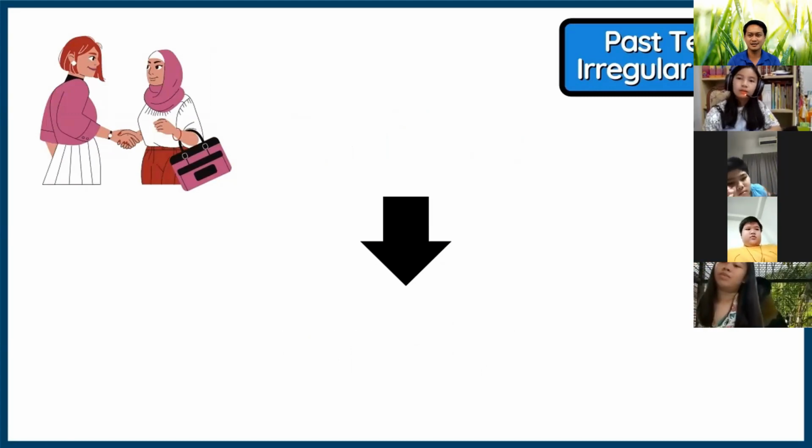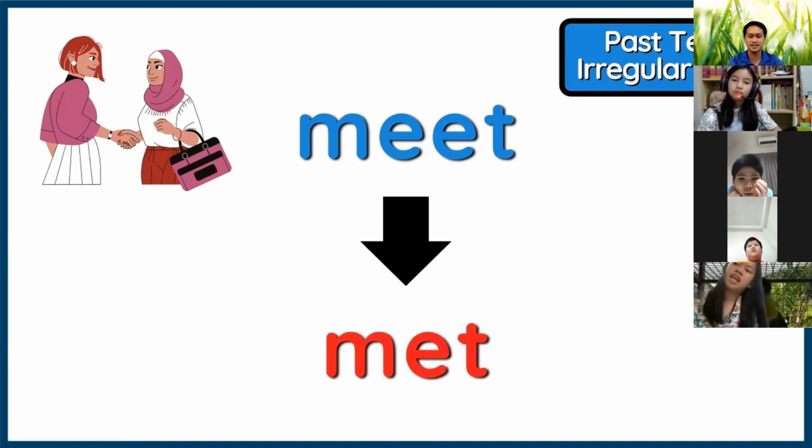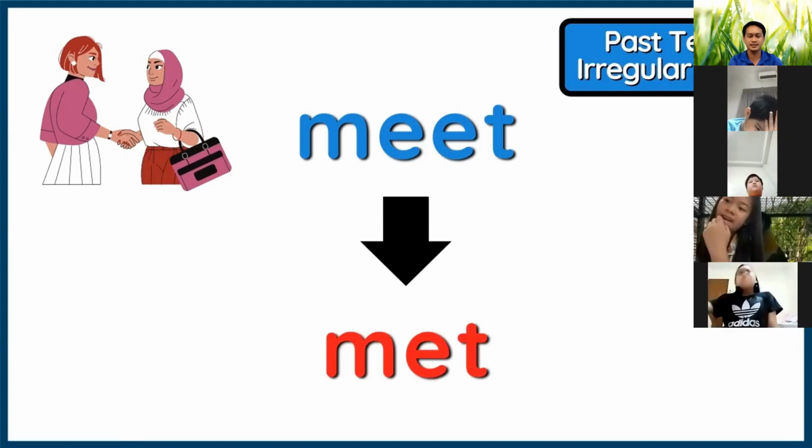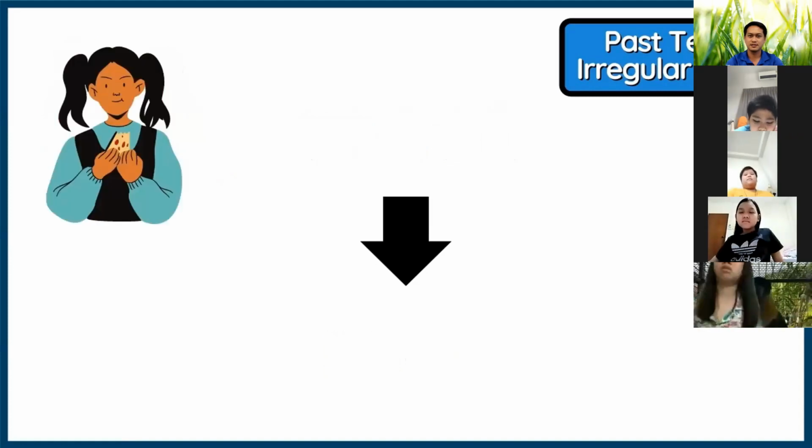Next. Anyone guess what is this? No? Okay. The word is meet. Okay, meet. What is the past tense for meet? Okay, the past tense for meet is met. M-E-T.